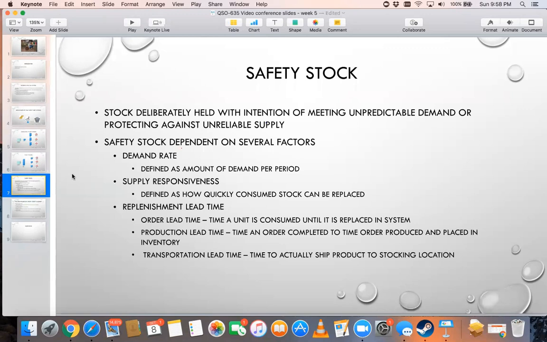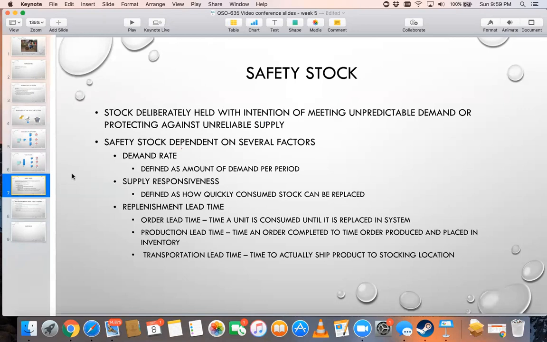So here there's 3 factors. The order lead time, which is the time between when a unit is consumed until it is replaced. So that's the order lead time. The production lead time, how long it takes for us to have something produced and placed in inventory once it's ordered.